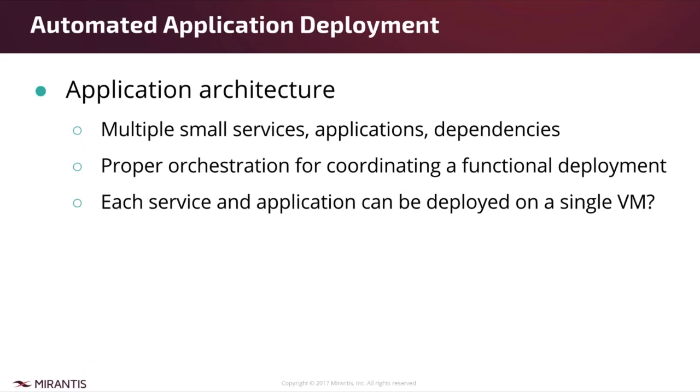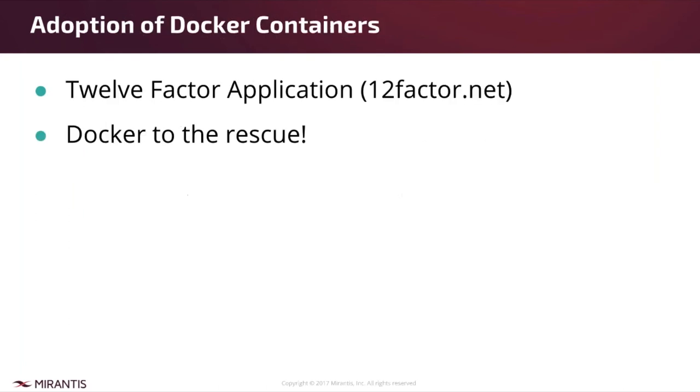So in an automated application deployment, in this architecture, you have multiple small services, many layers, and smaller applications and dependencies that need proper orchestration to coordinate your process. Applications were typically composed within a single VM with all these layers of services and dependencies. Now, Docker is trying to alleviate this complexity associated with application deployment. So that's why people started adopting Docker.